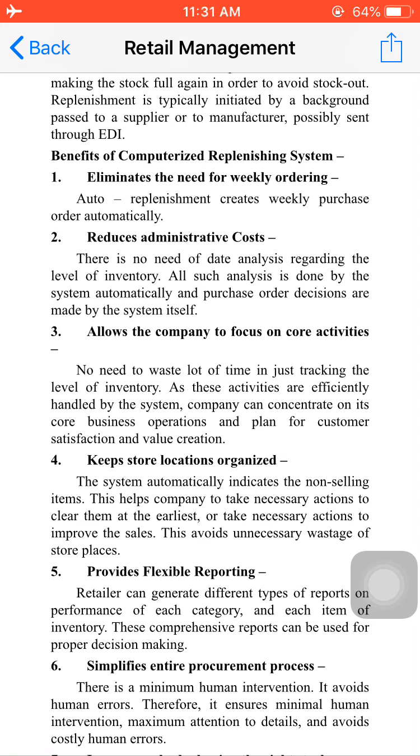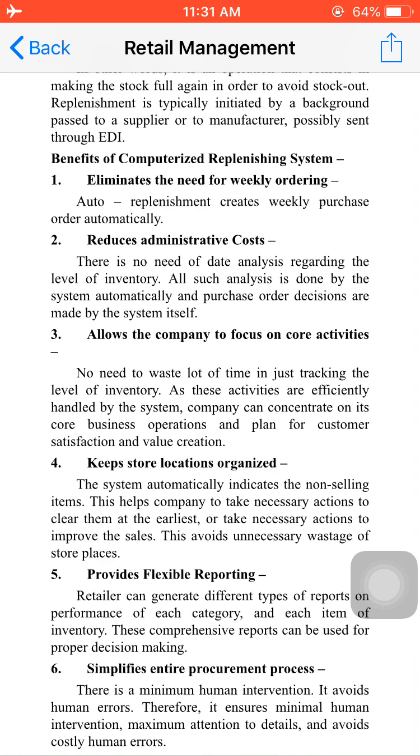Say, for example, toothpaste. I'll give you an example of toothpaste. You would have ordered 10 pieces of 100 gram Colgate toothpaste. As each person comes and purchases that, you can see the decrease in the quantity of Colgate toothpaste in your system itself. So this eliminates the need for weekly ordering. Instead of ordering the things weekly, you can order the things in bulk.